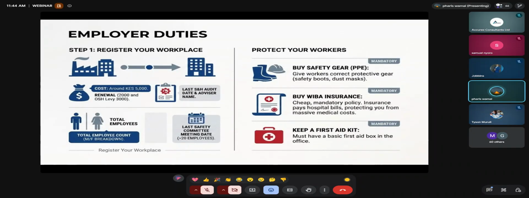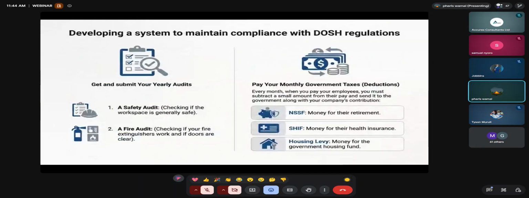the firefighting equipment. Something else which is mandatory is ensuring that we are giving our employees PPEs, and it's the correct PPEs, and ensuring that we train them on the use and the need for the PPEs.